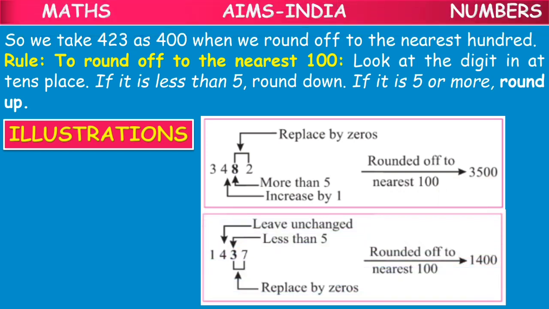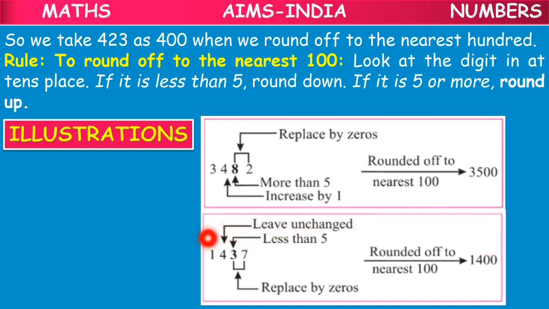Yes, students? Yes. Now, let us look at another example wherein 1435, wherein we have 3 in the tens place. Now, this 3 is less than 5. So, we'll leave the numbers on its left unchanged. We have 1 4 here, so we'll write same 1 4 in the answer. And what to do with the tens and ones? We replace them both with zeros.